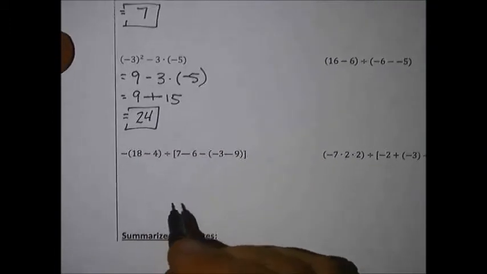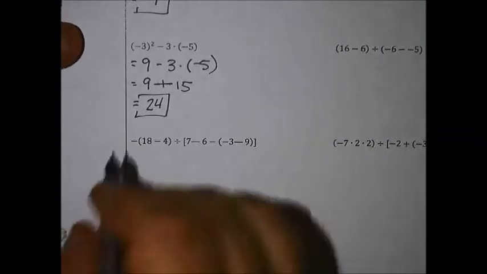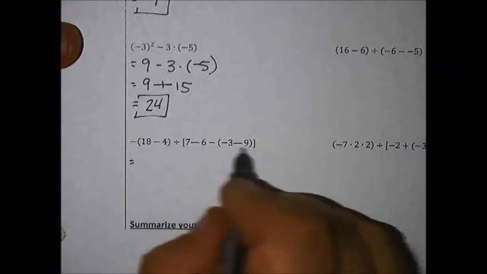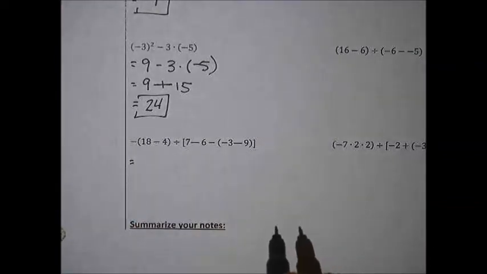Proper order of operations makes life pretty dang easy. All right, here we go. I have a negative out in front. I have a couple sets of parentheses in here, but I don't have any exponents. So we're just going to work through the parentheses.